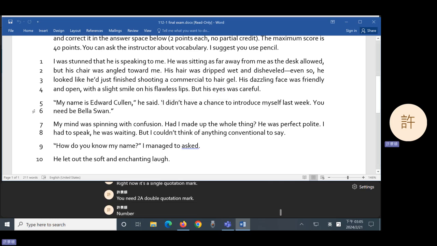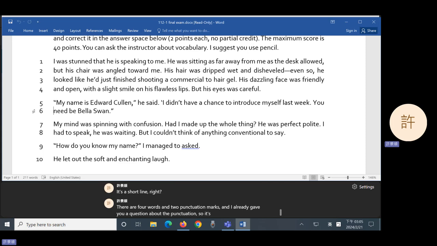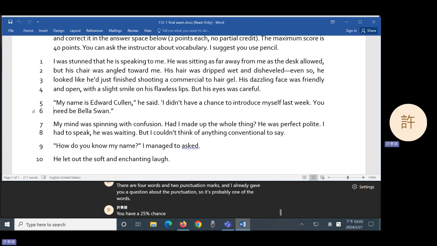Number six: "You need be Bella Swan." It's a short line, right? There are four words and two punctuation marks. And I already gave you a question about the punctuation, so it's probably one of the words. You have a 25% chance. Where's the mistake?